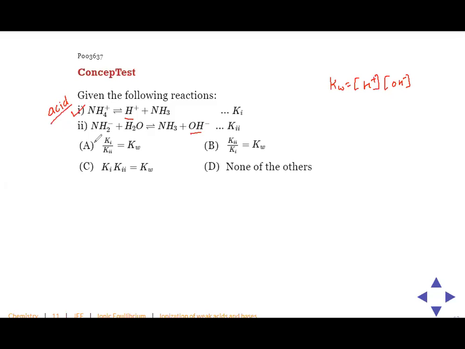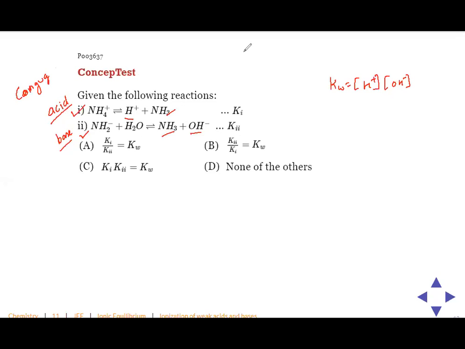Now, what about this? Sorry, NH2 minus. What is this? Yes, very good. Because it is accepting H plus, it is a base. Now think about this. Both will have NH3 as a product, so I can say that this is your conjugate acid base pair.